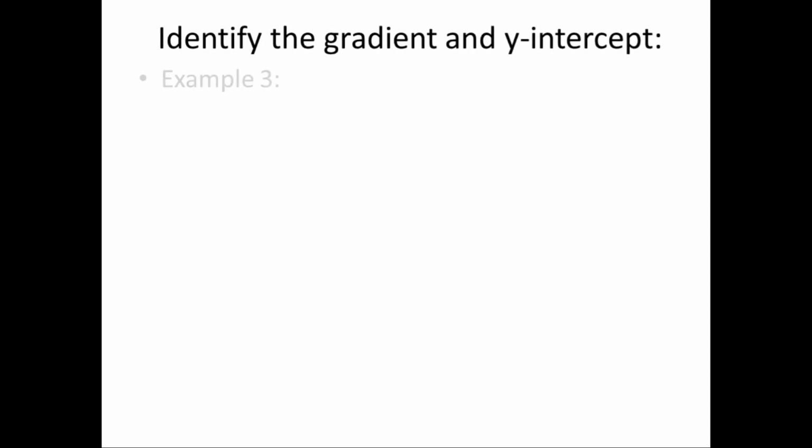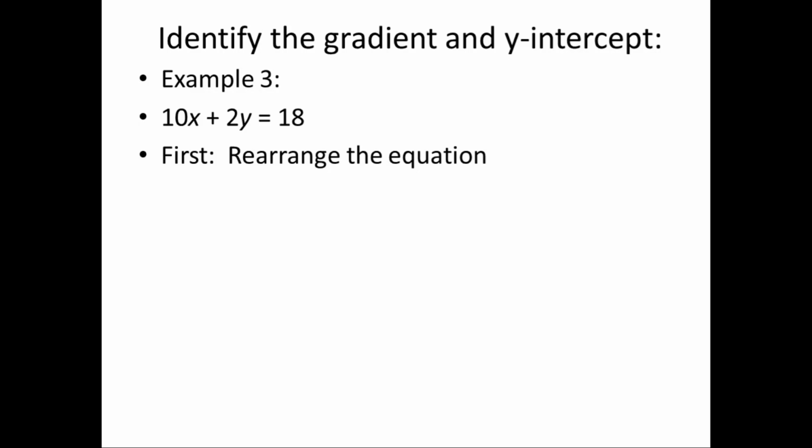One last example. Let's say we have the equation of a straight line written as 10x plus 2y equal 18. First off, we have to realize that this is not in slope-intercept form, it is in the standard form. So we have to first rearrange the equation so that it is in the slope-intercept form. So in doing so, our first step would be to have 2y equal negative 10x plus 18. And then, transposing the 2, it would be y equal negative 10x plus 18 all divided by 2.